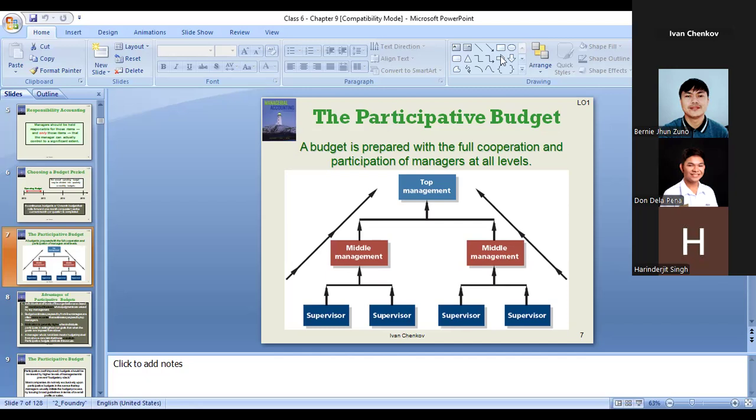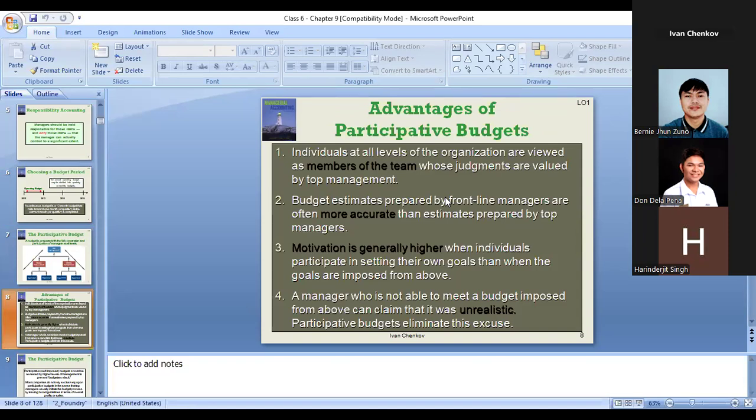Now, what about the participative budget? Obviously, there are advantages, and like everything else in life, everything that has advantages has disadvantages. So let's see what the advantages are for the participative budget. If we're preparing that budget based on the participation of everybody in the organization, individuals at all levels of the organization will be viewed as members of the team. Sometimes that's an extra motivation for the employees, and we can use that as a booster for motivation.